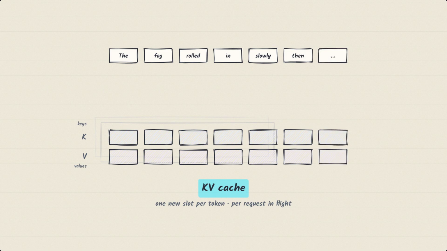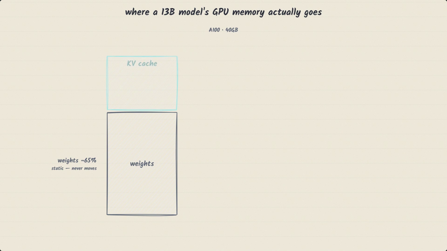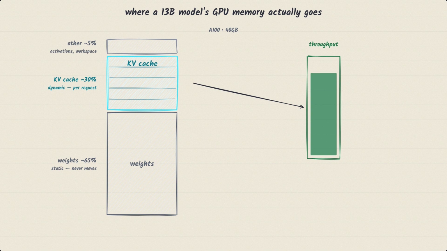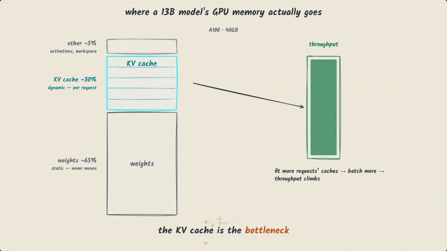It gets big, fast. So look at where a GPU's memory actually goes. On a 13 billion model, the weights eat about 2/3 and never move. Almost all the rest is KV cache, dynamic, per request. Which means the real question isn't how fast is the GPU, it's how many requests' KV caches can I fit at once. Fit more, batch more, higher throughput. The KV cache is the bottleneck.